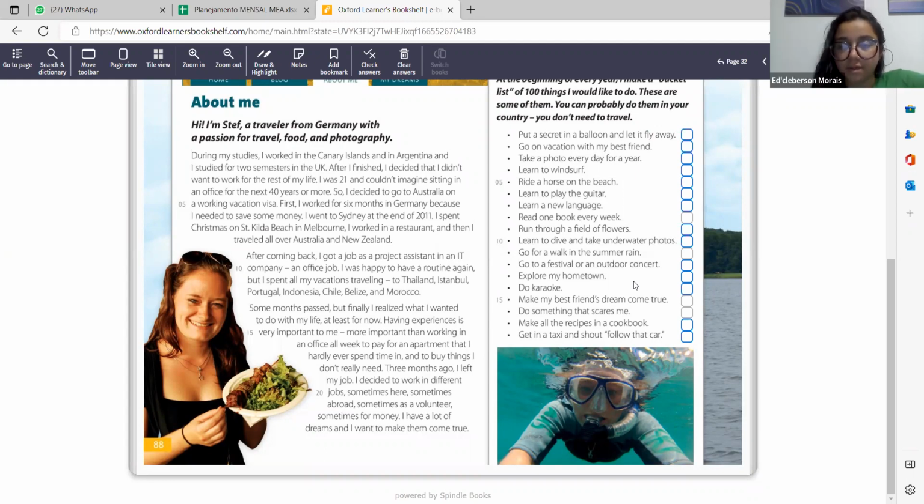What else? Explore my hometown. My hometown is very small, and I explore every day. And I don't mark this option. You don't have this. Would you explore João Pessoa, for example? Yes, every weekend. You already do it. Every weekend I ride a bike and then I explore the city.